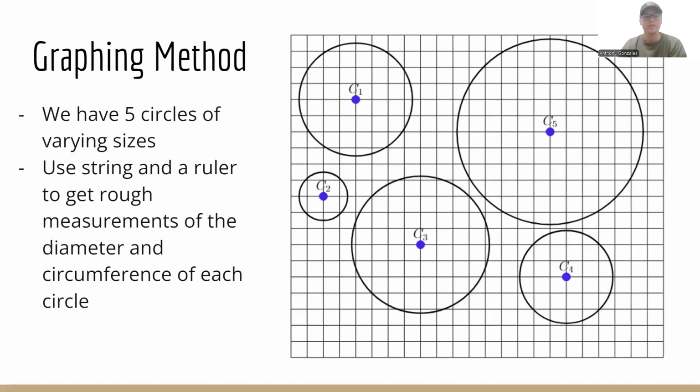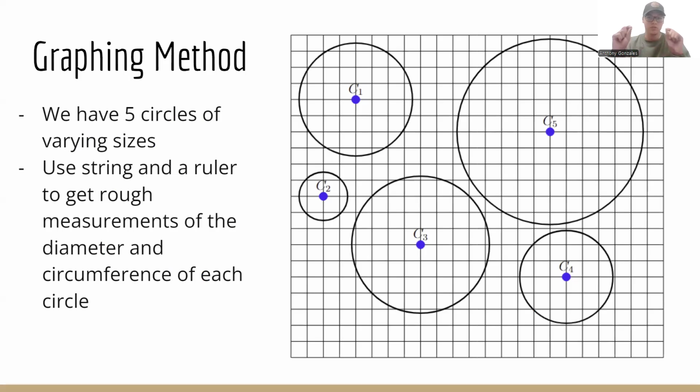The next method we're going to look at is the graphing method. We have 5 circles of varying sizes on this graph. I guess it's not really a graph, it's just a figure, but we have 5 circles. We're going to use a string and a ruler to get rough measurements of the diameter and the circumference of each of the circles.